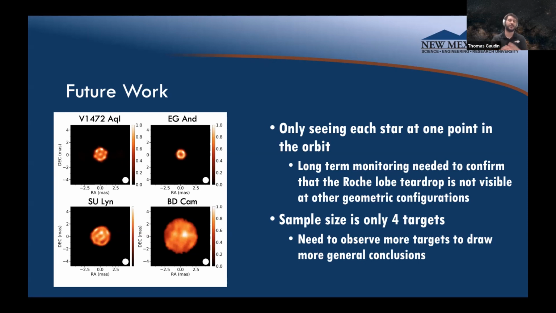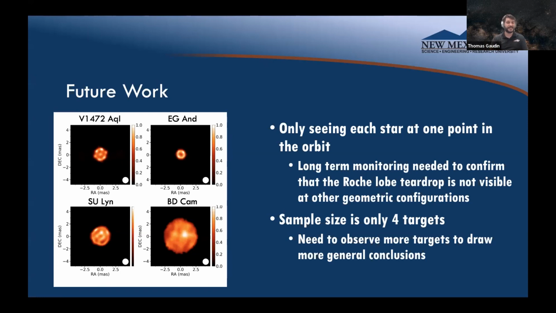It could be behind the star or not visible for some other reason due to the positioning of the white dwarf. So we need to observe these stars multiple times over the next couple of years so that we can start to rule out that Roche lobe being present in any orbital configuration for the system.